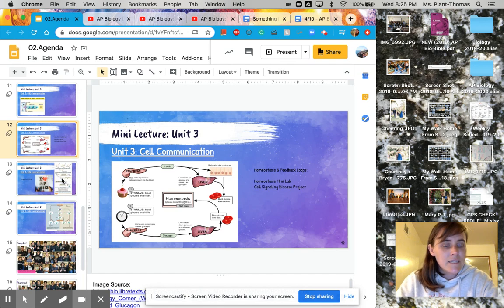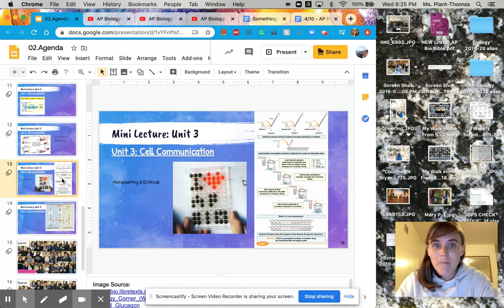Then we did our micropipetting and ELISA lab, and props to Joseph, photo credit here. He made this lovely little micropipetting image. And with the ELISA lab, remember, you were looking at the immune system. And this would be a really key time that the cells are communicating inside of your body in a very precise way. And so we applied that by doing an ELISA lab.